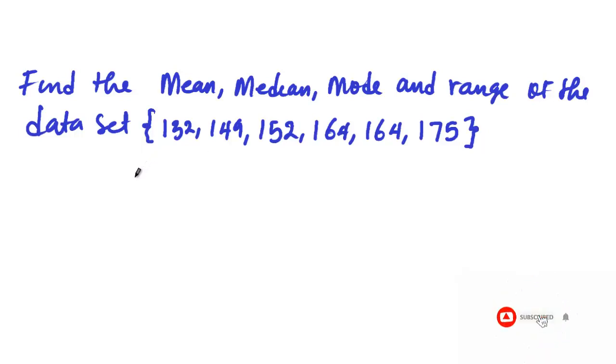So in this video, we are required to find the mean, the median, the mode, and the range of this data set. First of all, before I solve this, we have to understand that this is, number one, an ungrouped data. And number two, it is a non-frequency distribution, even though we can express it as a frequency distribution, but it will not make sense, right?